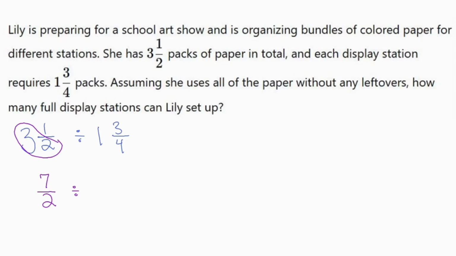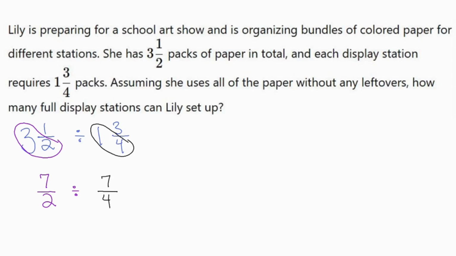Bring down the divided by symbol, and we're going to do the same thing with 1 3/4. Multiply the whole number to the denominator. 1 times 4 is 4. Add that to the numerator. 4 plus 3 is 7, and that becomes your new numerator. Your old denominator is going to stay 4. Now I have a fraction divided by a fraction.